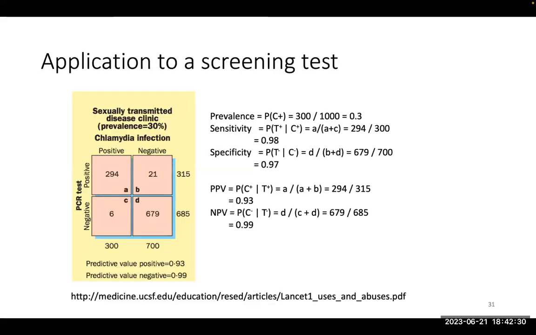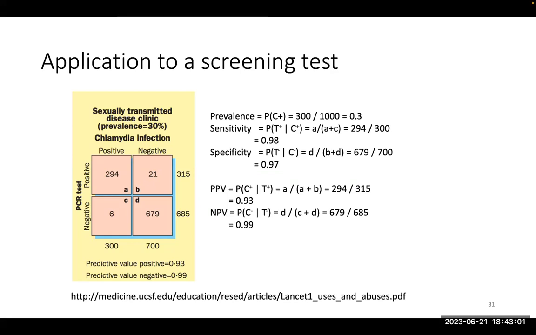Okay. So application to a screening test, we did this, and this is basically where you draw the line to essentially come to your post-test probability. So you have here a prevalence of 300 over 1,000, that's 0.3. We have a sensitivity of 294 over the entire 300. We have specificity, which is 679 over 700. That gets us to 0.97.